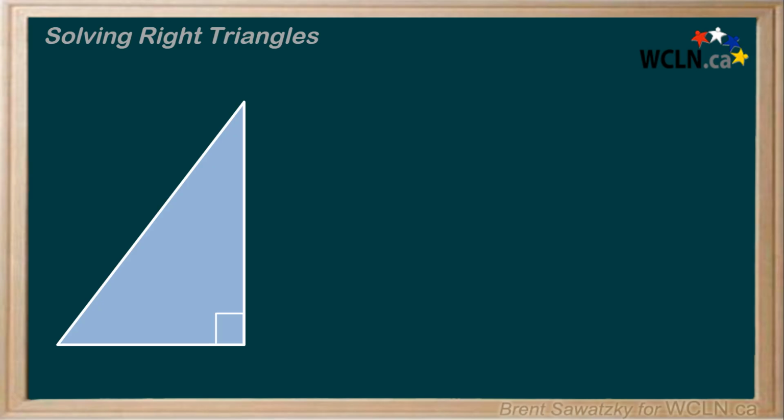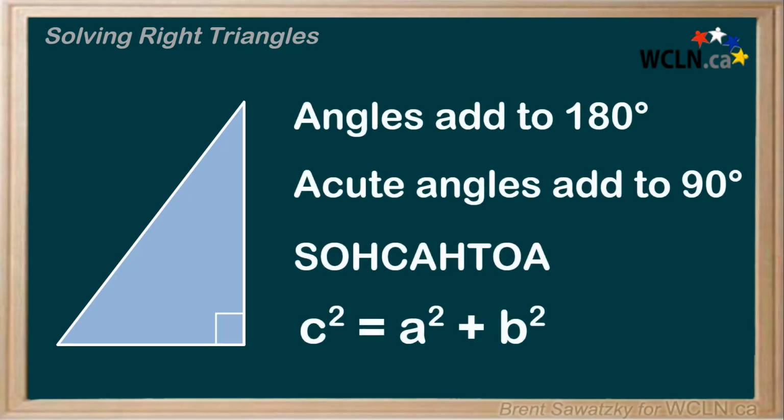When asked to solve a right triangle, we're really being asked to determine the length of all three sides of the triangle and all three angles. Now, some of these will be provided and some are for us to determine. Here are the tools that we have at our disposal for this. We know that all angles in a triangle add to 180 degrees.